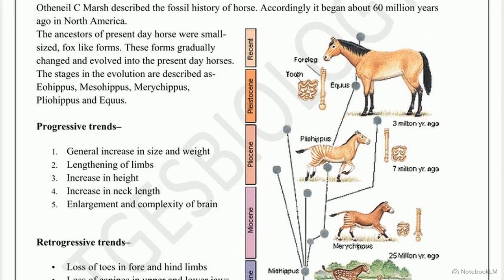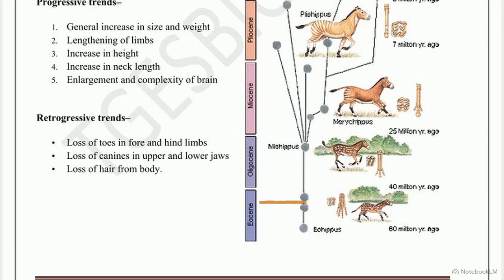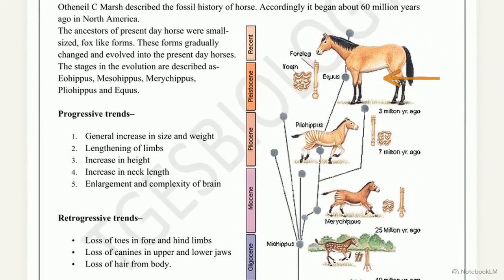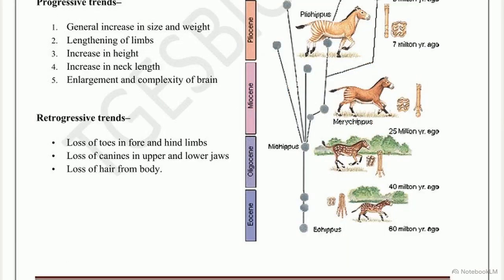At the same time, the animal experienced retrogressive trends, the reduction or loss of certain traits. Because their diet shifted to tough grasses, they lost their canine teeth. And to run efficiently on hard ground, the multiple side toes on their feet slowly disappeared. You must memorize this exact sequence for your exam. The lineage started with Eohippus, the dawn horse, then Mesohippus, Merychippus, Pliohippus, and finally Equus, the modern horse.